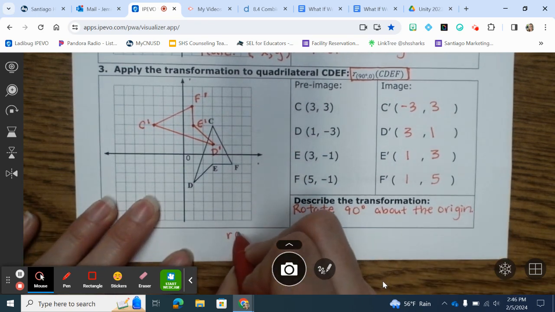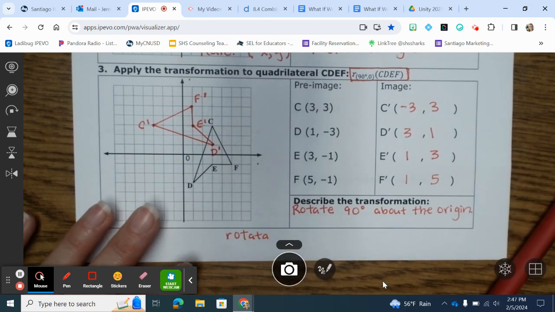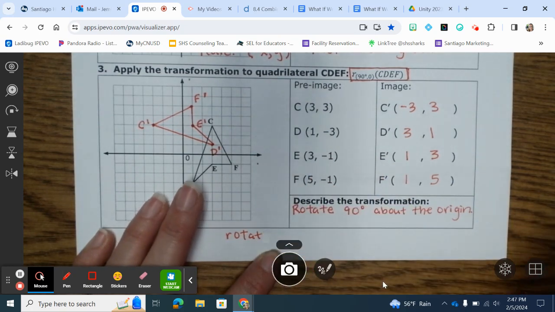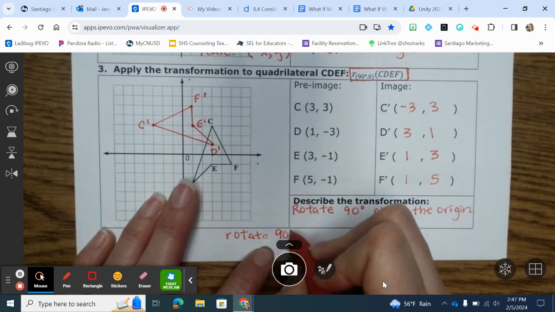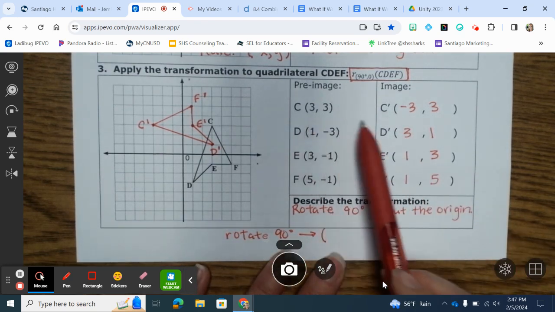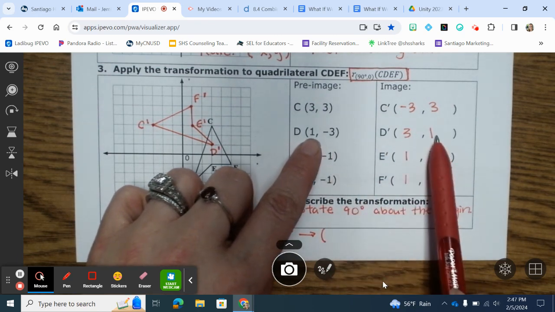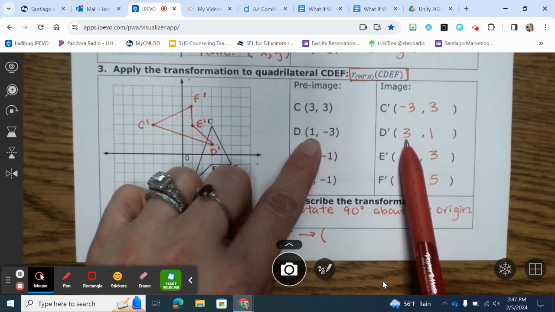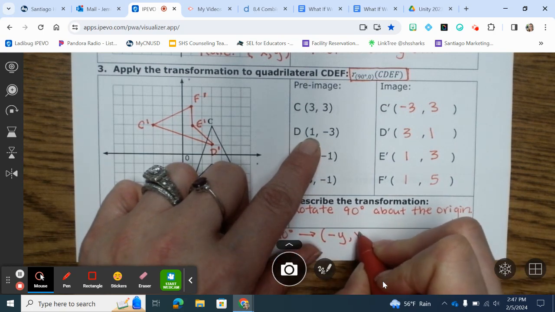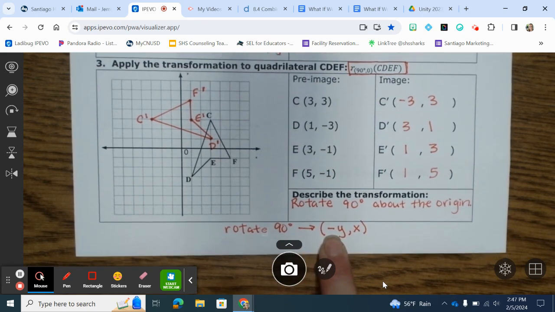All right. Now, each time I rotate for a different number of degrees, my rule is going to be different. So for this time, I rotated 90 degrees, and I could write a rule for that. What happens is it's easier to see for D, the 1 and the -3 change spots, and then the first term changes sign. So I'm going to have -y, comma, x. X and y change spots, and then the first one changes signs.